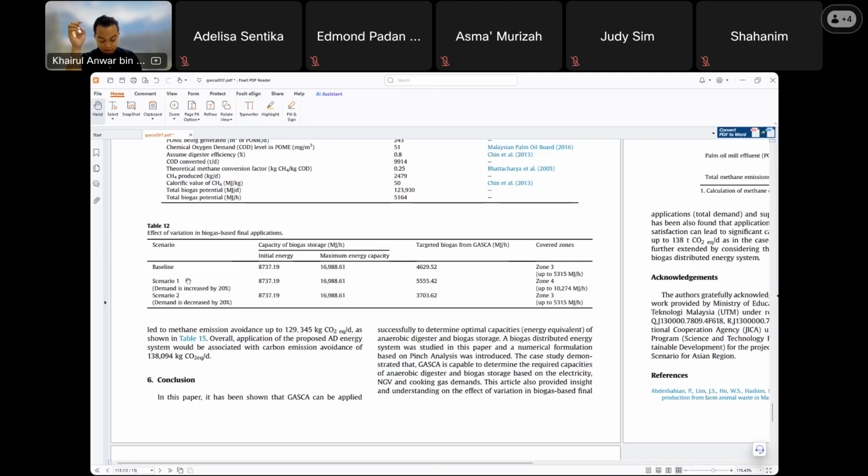So due to this, zone 3 and zone 4 had enough biogas supply to meet the targeted demand in scenario 1. Similarly, when the demand was decreased by 20%, the targeted value also decreased from 4,629 to 3,702. Due to this, zone 3 and 4 had enough biogas supply. However, both initial energy content and biogas level remain unchanged. Okay, 5.3.